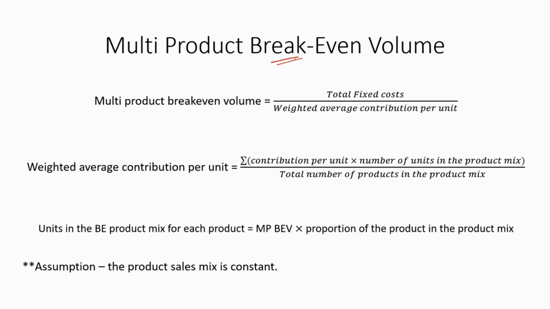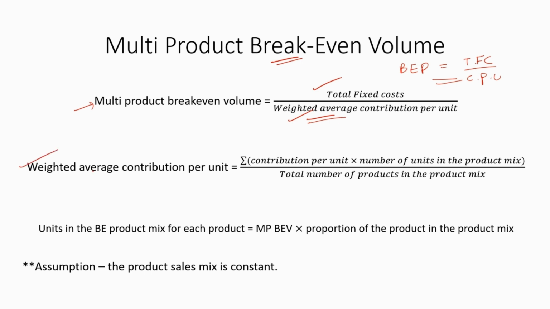Now let's discuss the multi-product break-even volume. We can use this formula in order to calculate the multi-product break-even point or the multi-product break-even volume, which is equal to total fixed costs divided by the weighted average contribution per unit. If you can remember, we can calculate the break-even point for a single product by dividing the total fixed cost by the contribution per unit value. But when it comes to multi-product break-even volume, we cannot use this formula because now there are more than one product. So we have to use the weighted average contribution per unit.